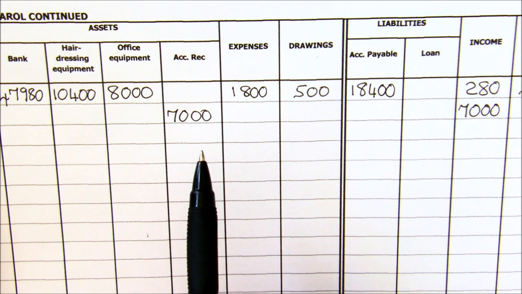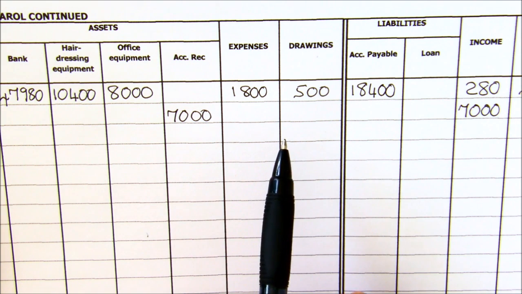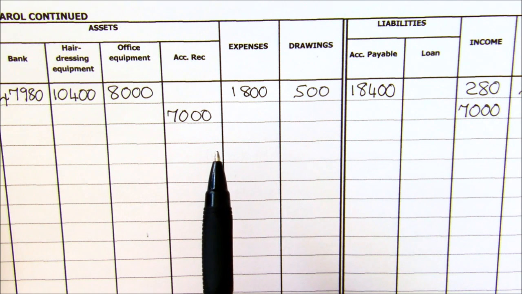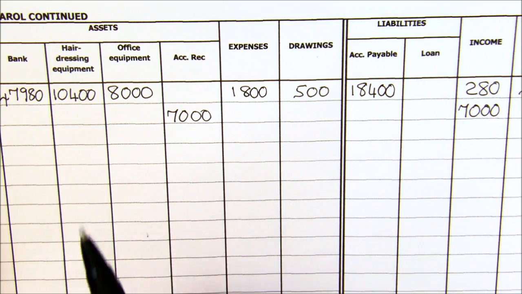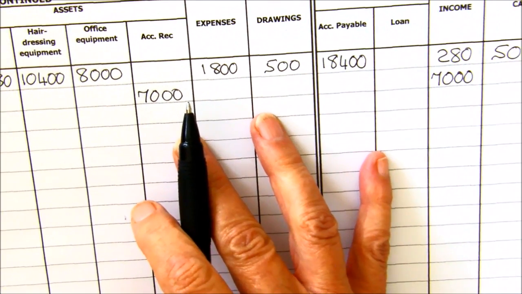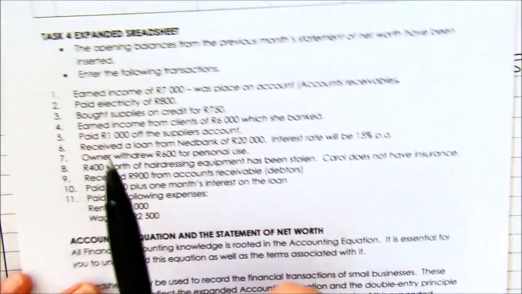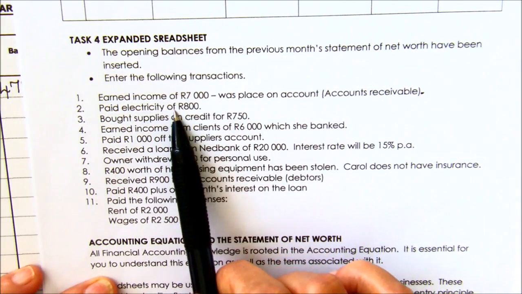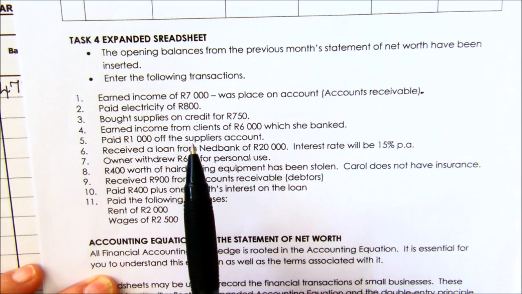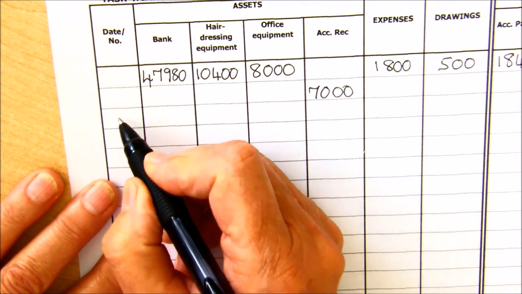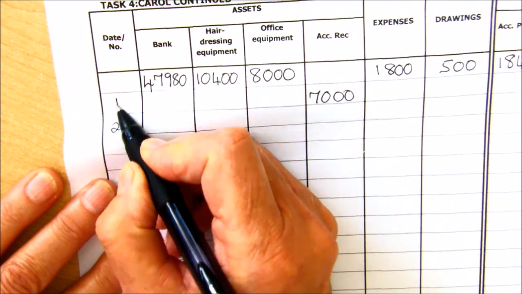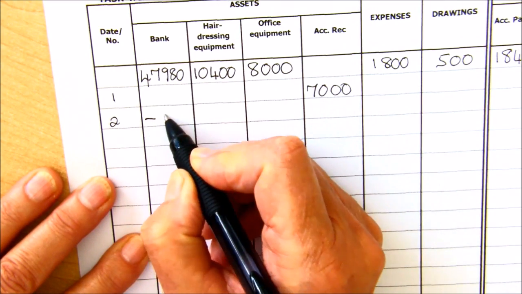Now remember, as we're going through this, you're concentrating on the plus and minuses. But you're also concentrating on the fact that there should always be a double entry. There must be amounts equaling each other. Right. Number 2, we paid electricity. Now this time you are paying. So your bank is actually going to go down. So this is number 2. So you're going to minus 800.